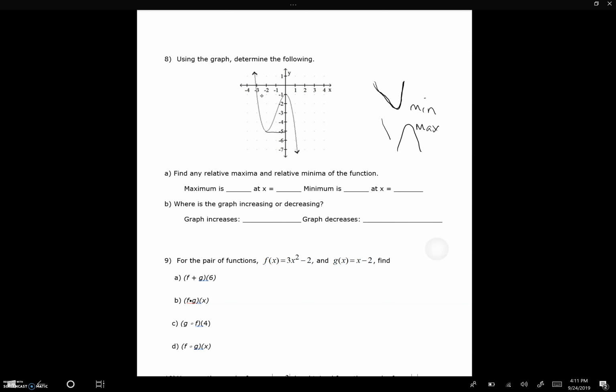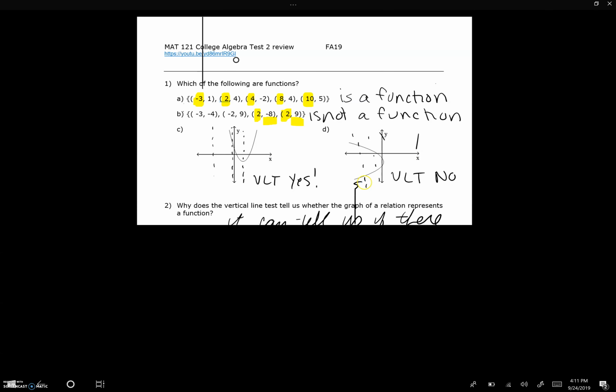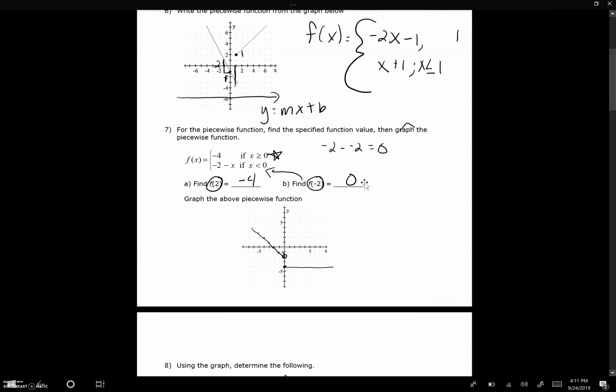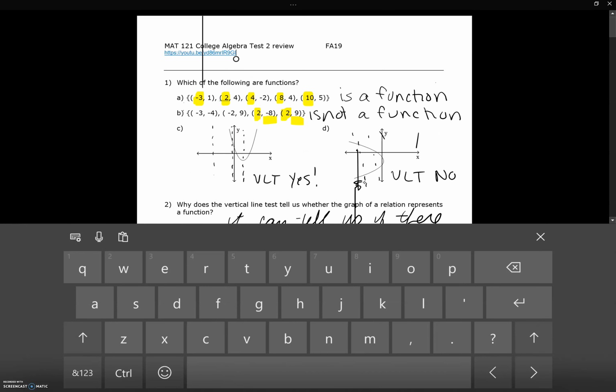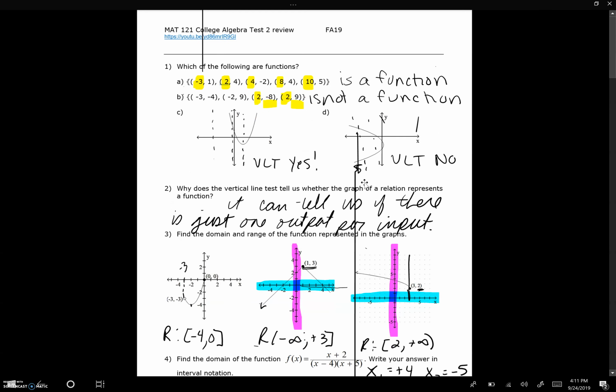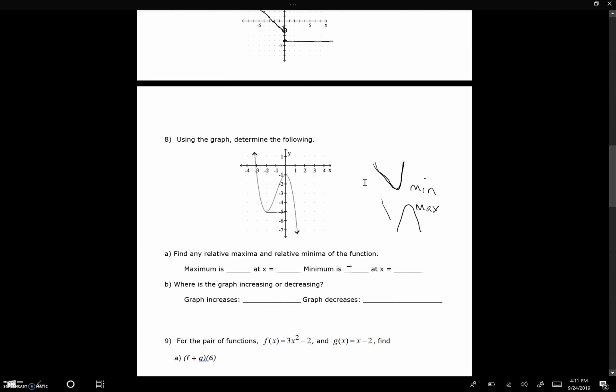This minimum is, the minimum is -5 at x is -2. Okay, and the maximum goes all the way up to -1 when x is 0.